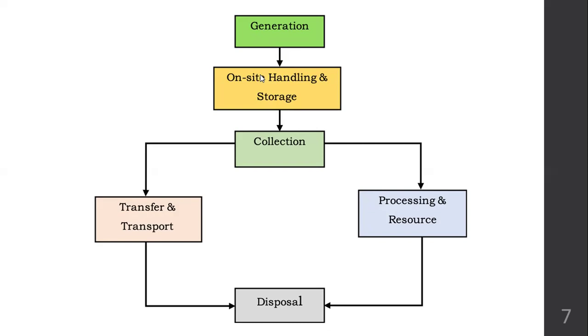And twice a day at least, biomedical waste handlers or the housekeeping staff will come to the clinical departments, collect the waste that is half full, and take it to the sorting site within the hospital, which is a secluded area with limited access to the general public. So this is the on-site handling and storage. And from here, collection vehicles will come to collect the biomedical waste on a daily basis. They will take it out of the hospital premises. That is the transfer and transport.